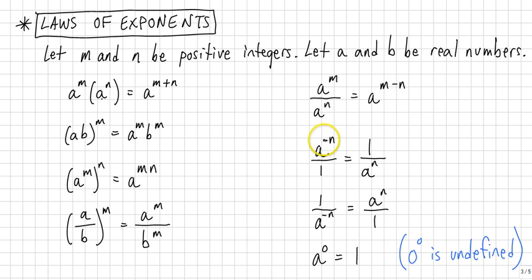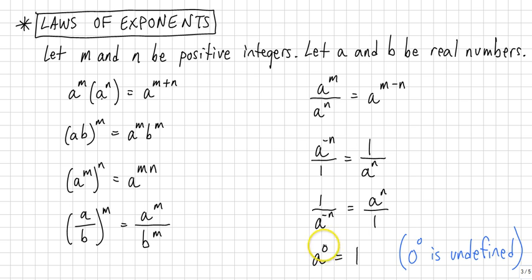Well, let's say you have a negative exponent. If you have a negative exponent, a to the negative n over 1, you end up just flipping the fraction and making the exponent positive. So it'll be 1 divided by a to the n. Let's say your negative exponent's in the denominator. So you have 1 divided by a to the negative n. You flip the fraction and make the exponent positive. So it'd be a to the n divided by 1.